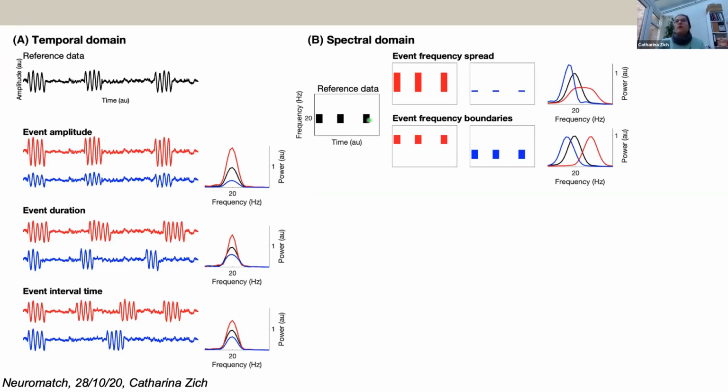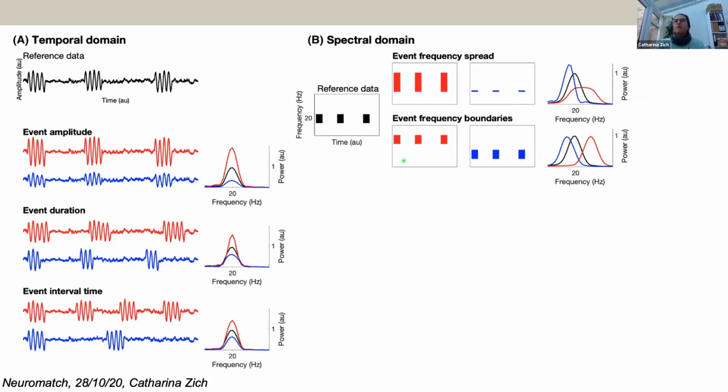We can also characterize the spectral domain by having spectral domain characteristics such as event frequency spread. Here we see events which have a wider frequency spread than the black ones indicated here. And here we see events which have a narrower frequency spread. Similarly, the spread could be the same, but the event might be at the upper level of the frequency or the lower range of the frequency, as indicated here on the bottom by changing the event frequency boundaries.